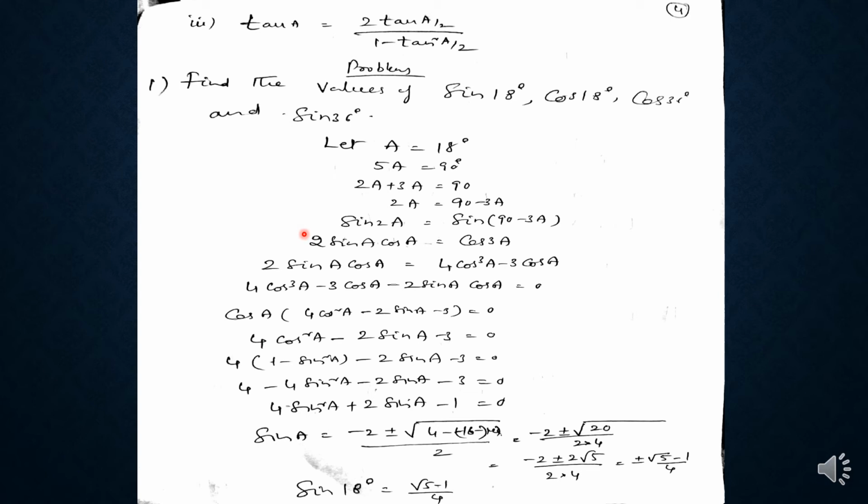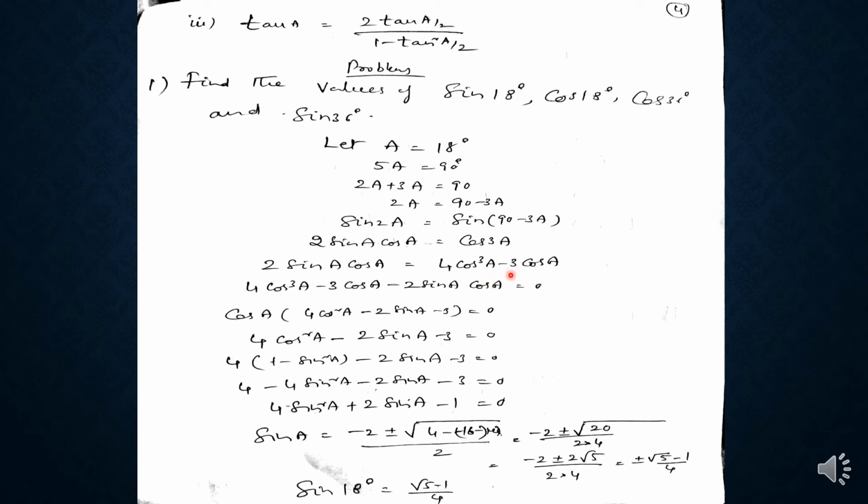See once again, to find the sin 18 degrees value, here we have taken a is equal to 18 degrees. By multiplying with 5 we will get 5a is equal to 90. Here 5a can be written as 2a plus 3a, that is equal to 90. 2a is equal to 90 minus 3a. By applying sine on both sides, sin 2a is equal to sine of 90 minus 3a. What is sin 2a? Sin 2a is 2 sin a into cos a, is equal to sine of 90 minus theta is cos theta, cos 3a. And 2 sin a into cos a is equal to, what is cos 3a? 4 cos cube a minus 3 cos a.